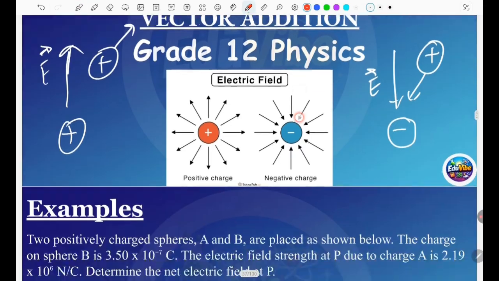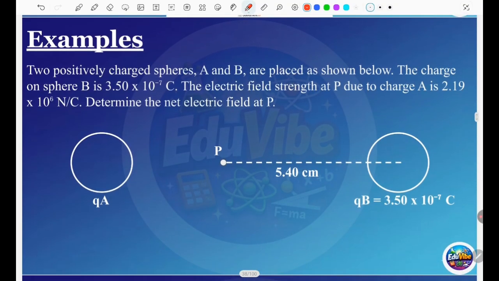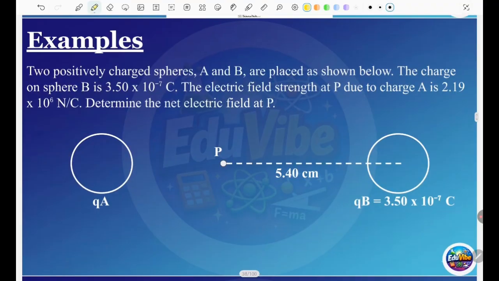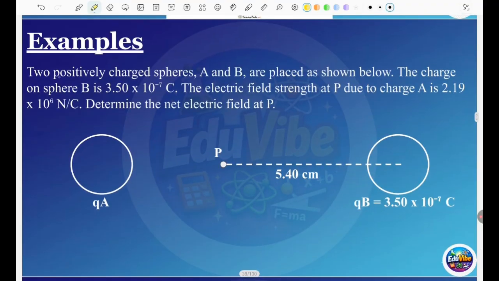So let's move directly to the questions, because the questions are important. There is not very much theory in this, and this is the one theory you have to know. The first example is a simple one. Two positively charged spheres A and B are placed as shown below. The charge on sphere B is 3.50 times 10 to the power minus 7 coulombs. The electric field strength at P due to the charge A is 2.19 times 10 to the power 6 newtons per coulomb. Determine the net electric field at P.